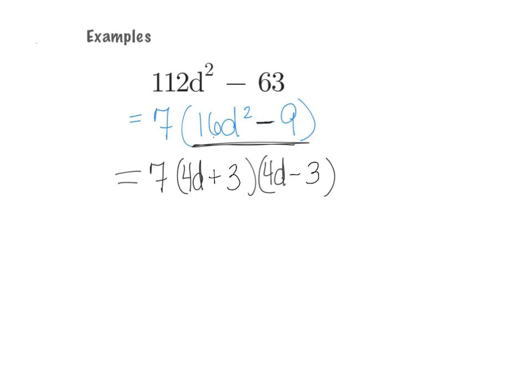And you can do a quick check. 4d times 4d would give us 16d squared. 3 times negative 3 is negative 9. 3 times 4d is 12d. The inner term, the outer term is negative 12d. So it does add up to 0. And that is our final answer.